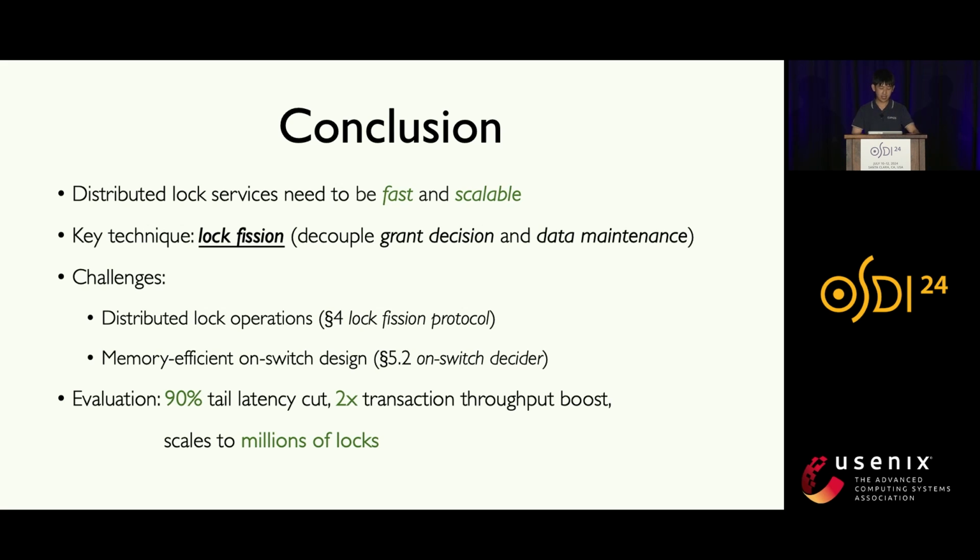And in our evaluation, we show that FISLock can cut the tail latency of lock granting of lock managers by over 90%, and boost the transaction throughput by 2 times. Moreover, FISLock can scale to millions of locks efficiently, which is more than 2 orders of magnitude higher than existing lock managers.